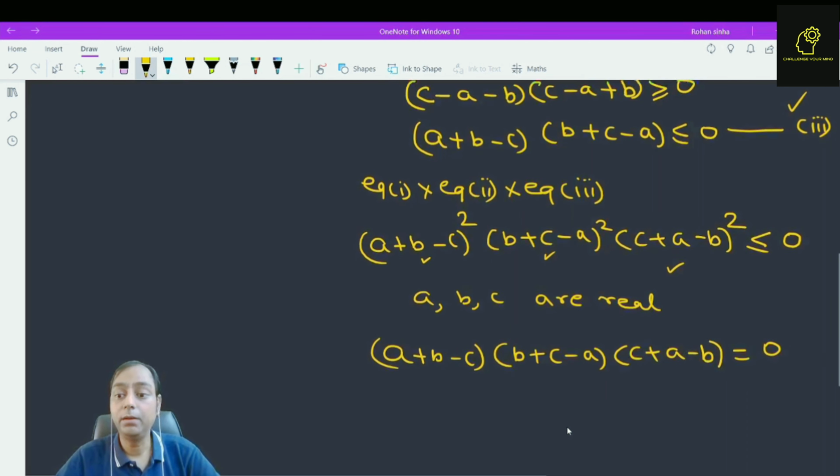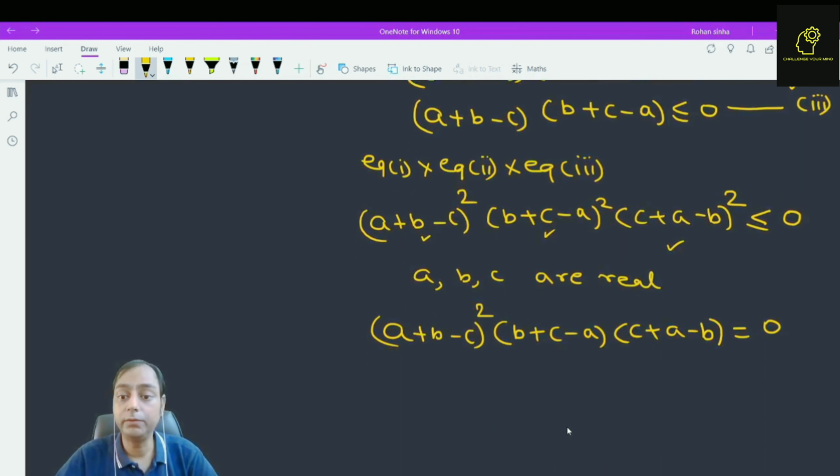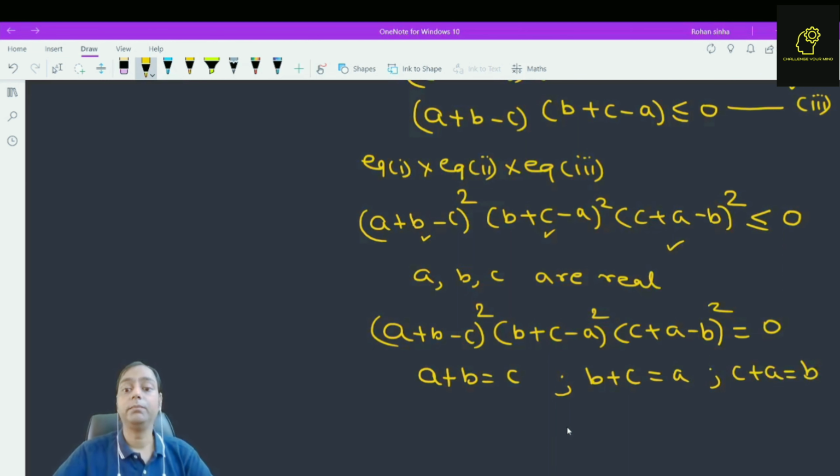If this happens, what does it mean? One of these squares is equal to 0. So A plus B is equal to C, or B plus C is equal to A, or C plus A is equal to B. So we need to prove this only: either the sum A plus B is equal to C, or the sum B plus C is equal to A, or the sum C plus A is equal to B.